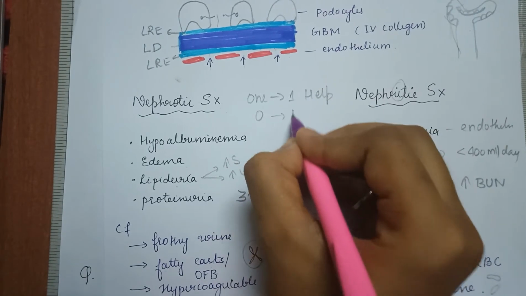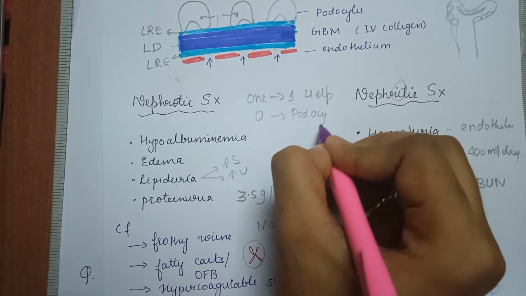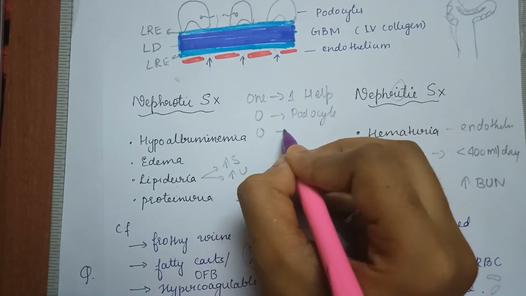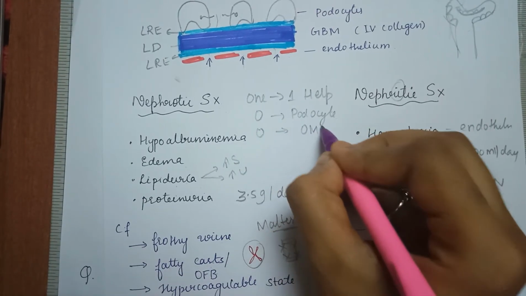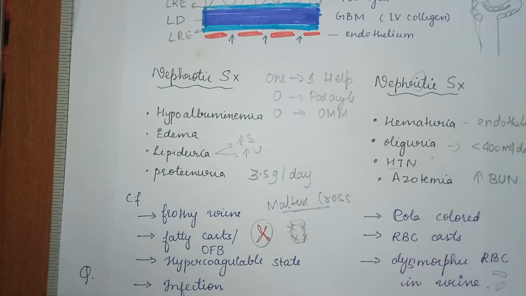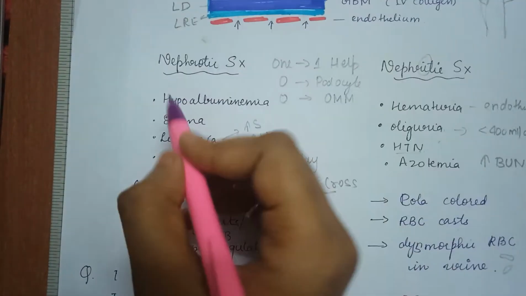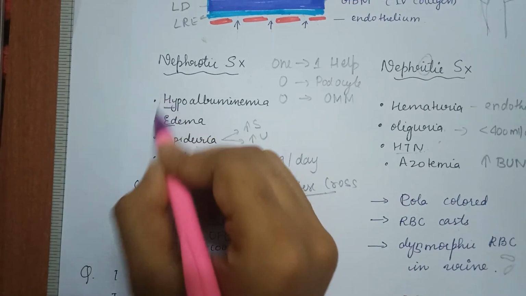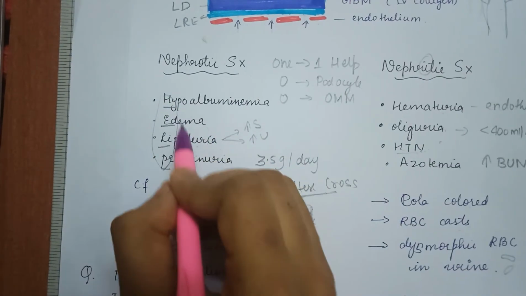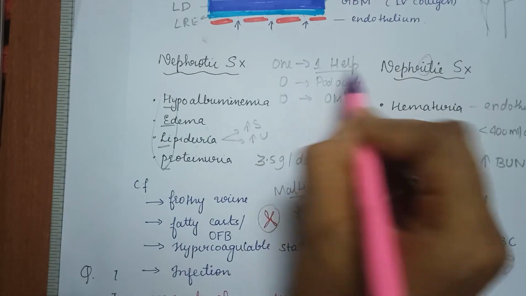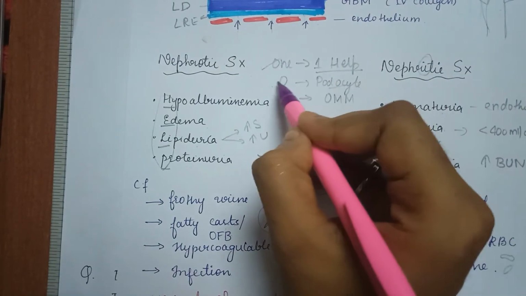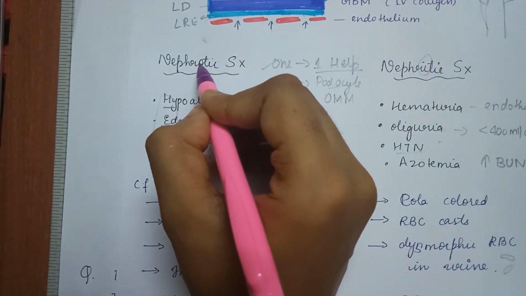O stands for podocyte. O stands for O. If you find anything lame, just ignore it. This is how I remember. So when I say one HELP, you can see HELP. Okay, therefore you can remember all four features. Done. When I say O, podocyte, you can remember by name itself, O is podocyte.